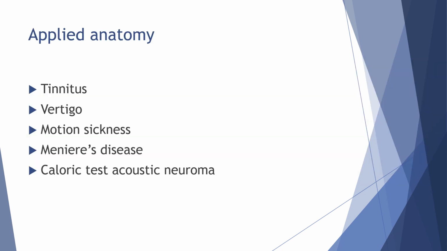Applied anatomy of inner ear. Tinnitus is a noise or a buzzing sensation due to disease of inner ear. Vertigo is a sudden spinning sensation, especially when you turn your head. Meniere's disease is a type of disease of inner ear when there is vertigo, and caloric test is a test done to diagnose Meniere's disease.